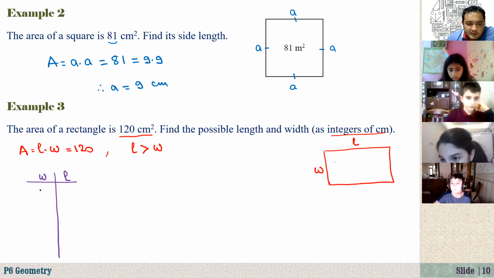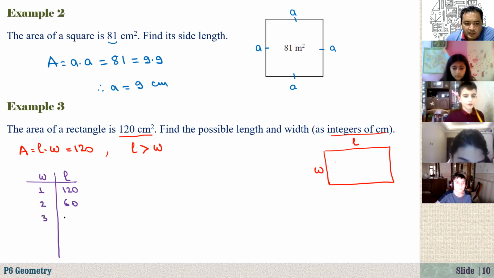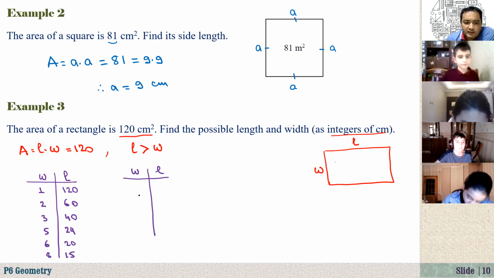Then 2 and 60, 3 and 40, 4 and 30, 5 and 24, 6 and 20, 8 and 15, and here we have 10 and 12, right?